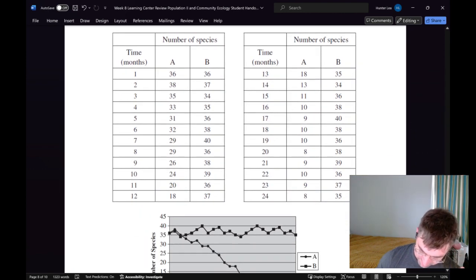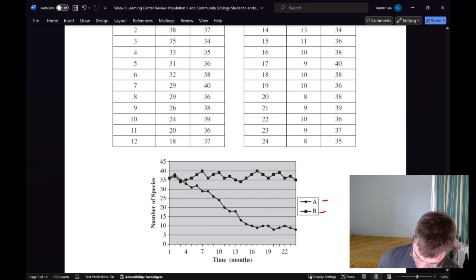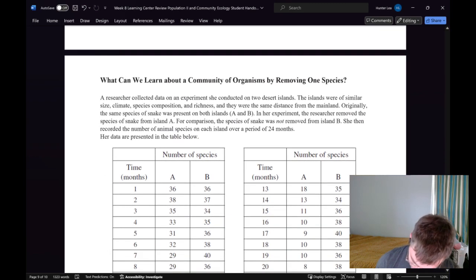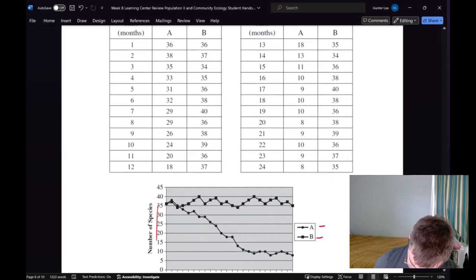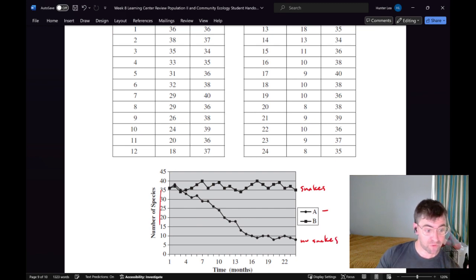And here we have the data. Island B, Island A, number of species, time in months. And we see there's an obvious change here. So let's go back again. The snake was not removed from Island B. Island B seems to have remained the same, which is expected. And there's a precipitous decline in the number of species on Island A. Snakes, no snakes. Cool. What can we learn from this?